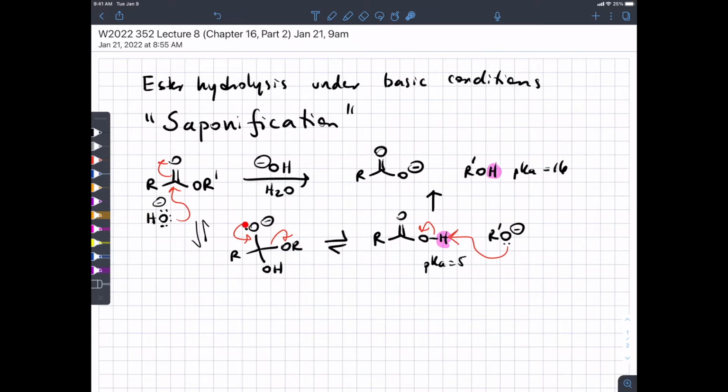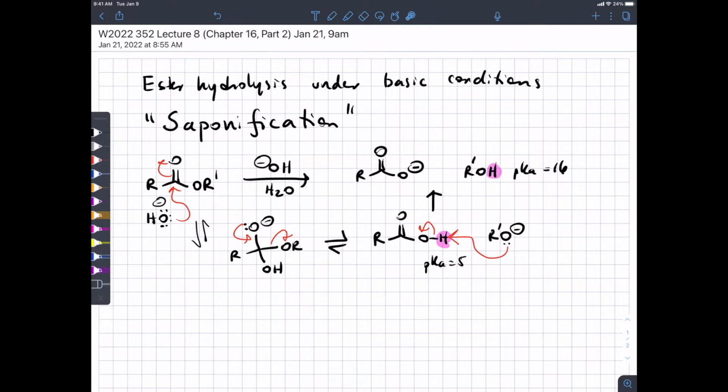At that point, electrons could kick back down and kick off the OH group as a leaving group. That would just be going backwards to the previous step, but it's also equally favorable to kick off the OR minus group. And here's the thing that makes it go all the way forward. Once you kick off that OR minus group, you have a carboxylic acid.